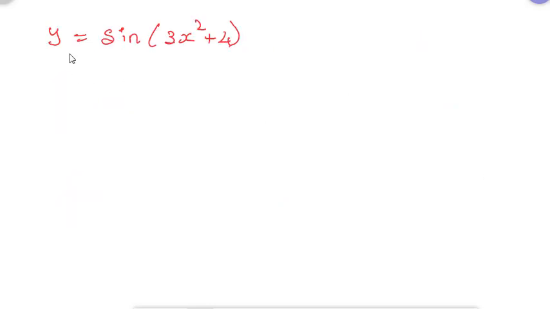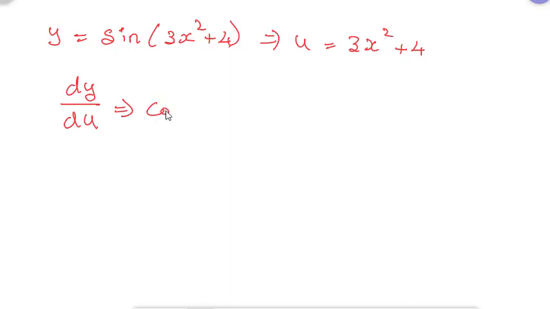Here you can check, they give the value y which is equal to sin(3x squared plus 4). So first I simply have to take the u value as 3x squared plus 4, because they give the value in brackets, so you have to simply take this value as u. Now the same thing. First you have to find out the dy by du value. So here they give the value in sin, so it changes to cos. So you have to simply write cos u.